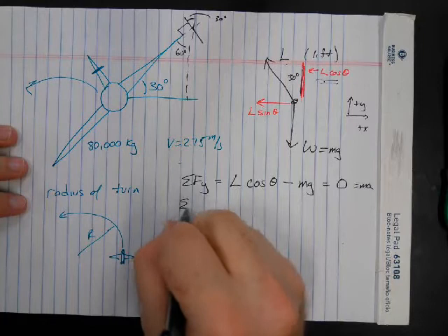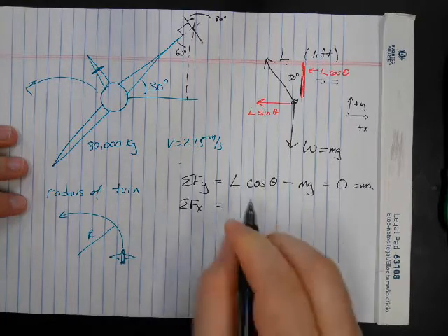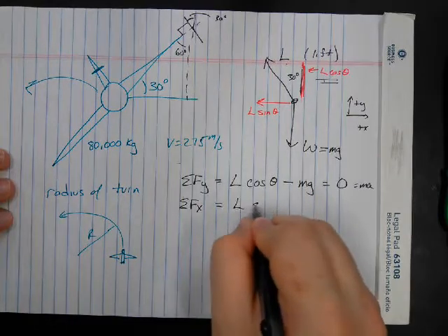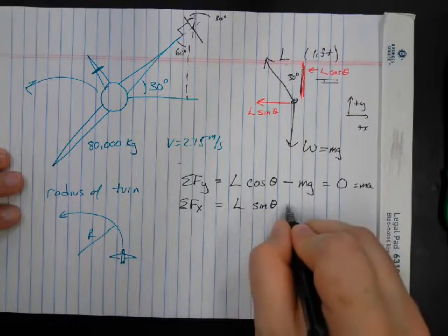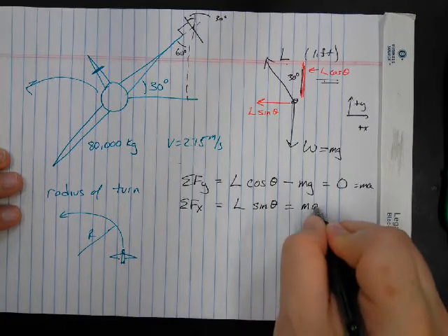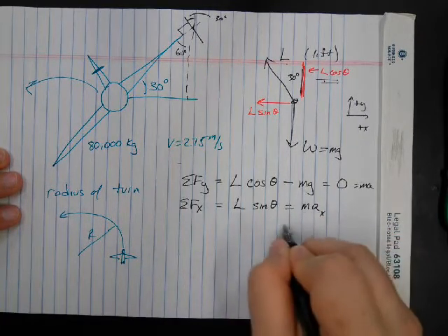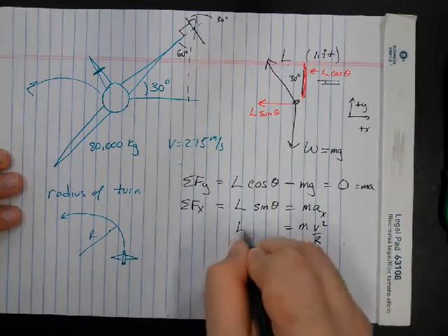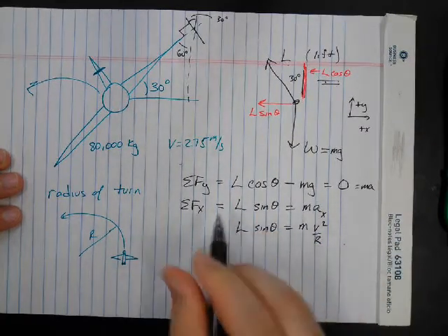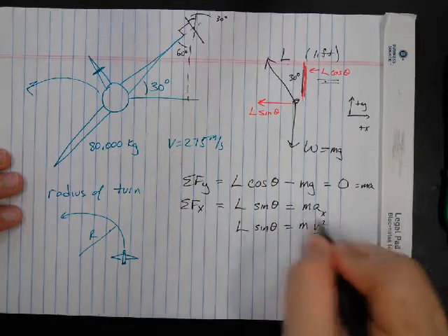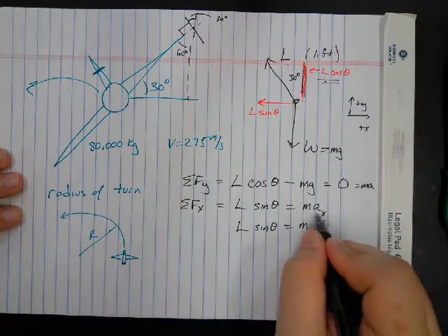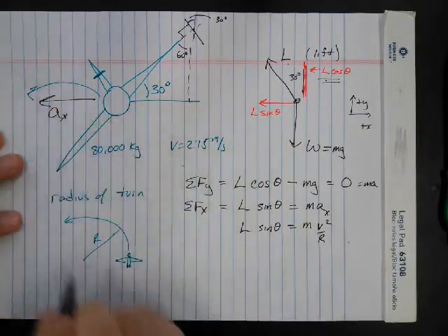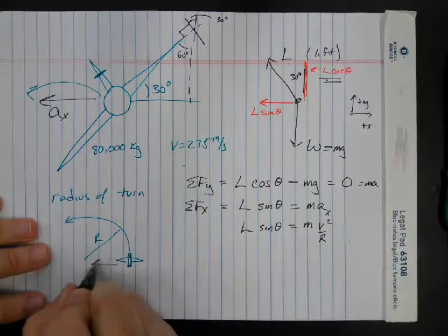Then we have the sum of the forces in the x direction. This is the bit where we have an acceleration, and it is L sine theta. That equals the mass times the acceleration in the x direction, which is the mass times v squared over r, because it's moving in a circle. This a sub x, the acceleration in the x direction, is the bit making it go in the circle.